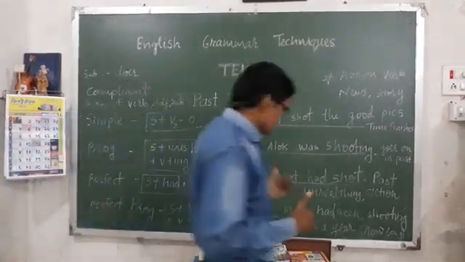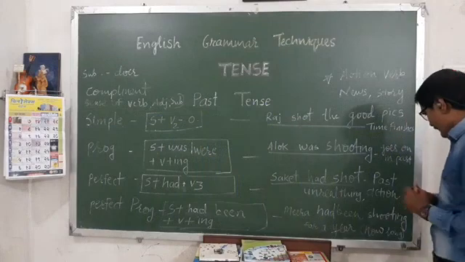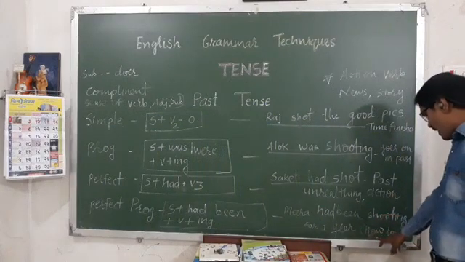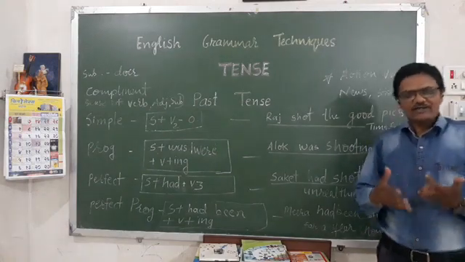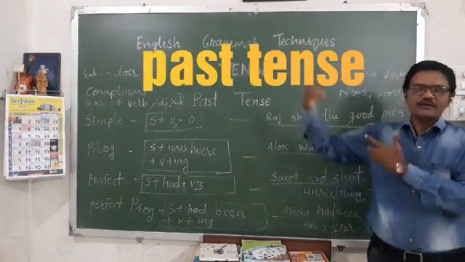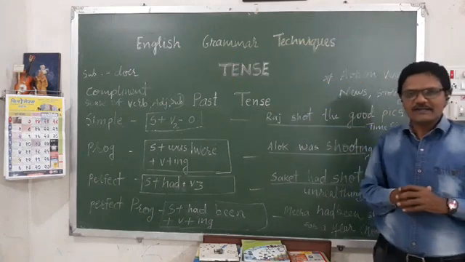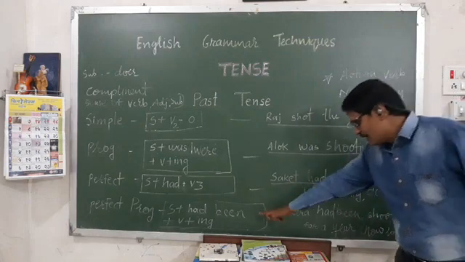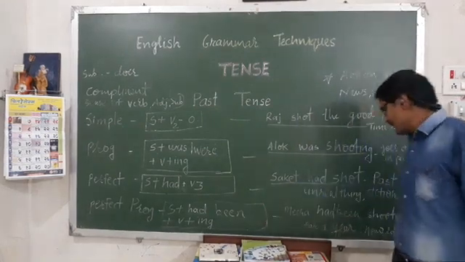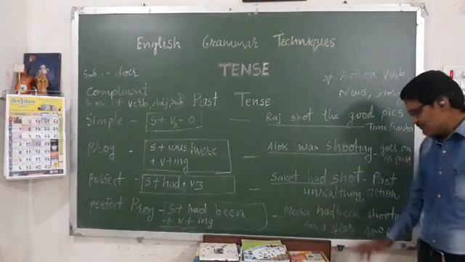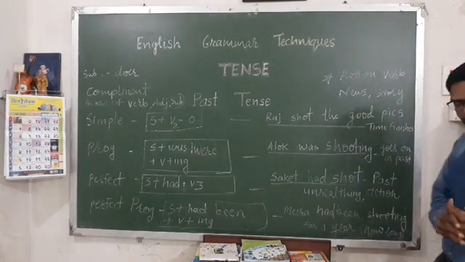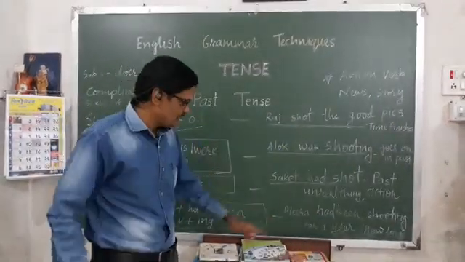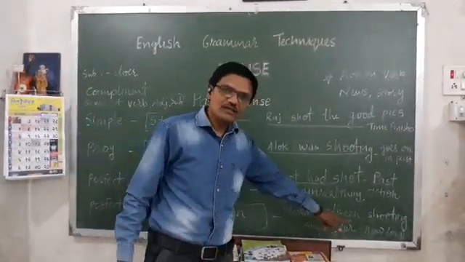Another specialty of this tense is that we can mention how long the action has been going on, up to a certain point of past time. So this is the formula. You can go through it, and here is the sentence. Meena had been shooting. You can mention the duration. Meena had been shooting for a year.